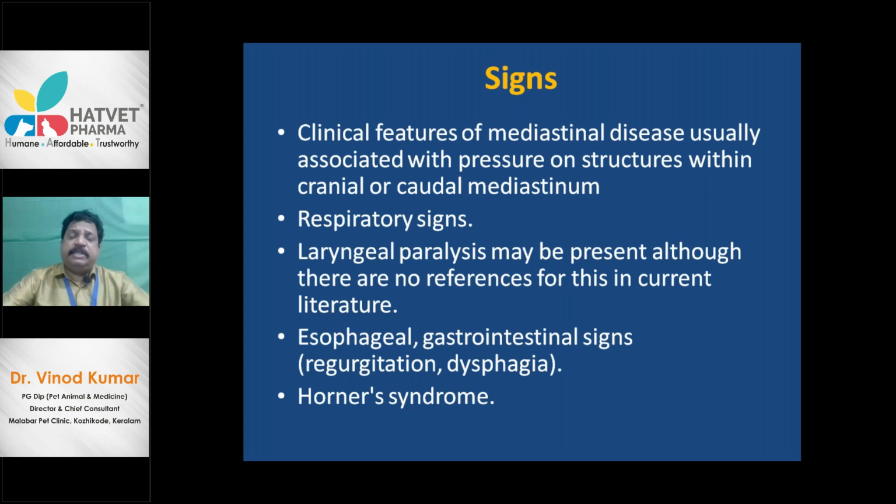It is said in some textbooks that laryngeal paralysis may result. This is due to compression of certain sympathetic fibers of the vagus nerve, where there is a nerve which passes from the vagus towards the anterior side, known as the recurrent laryngeal nerve. So when there is compression of that area below the recurrent laryngeal nerve, the compression will affect the recurrent laryngeal nerve also, producing laryngeal nerve paralysis and laryngeal paralysis.